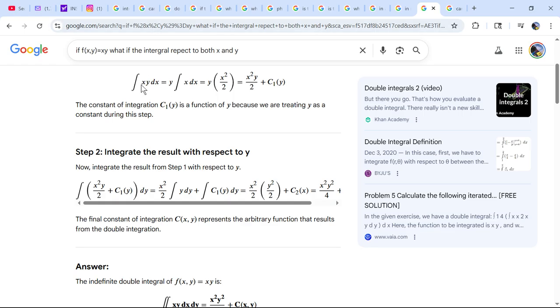The y pops out. The integral of x dx is 1/2 x squared plus a constant. The y outside gets multiplied by both the constant and the 1/2 x squared. Now we take the second integral with respect to dy. This has a y in it, so that's going to be 1/2 c1 y squared.